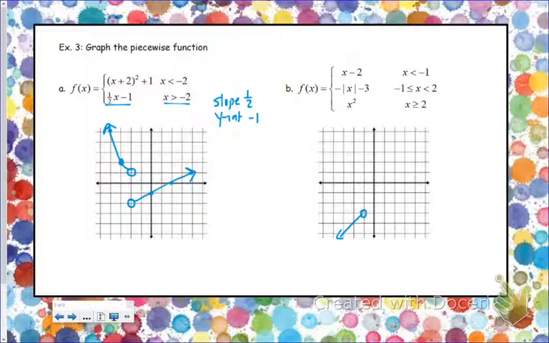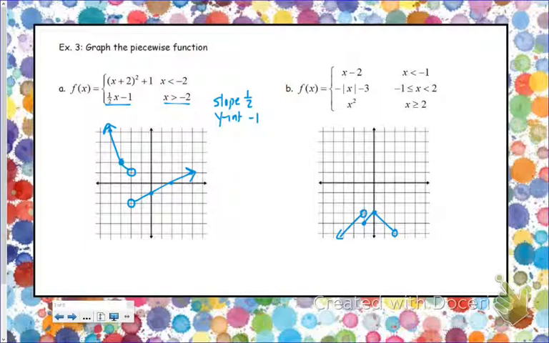All right, in between -1 and 2, I am graphing an absolute value function with 2 transformations. It's been reflected and shifted down 3. So absolute value, I'm shifting the vertex down 3, and then I'm also reflecting it. So instead of going up, this graph is going to be going down. And that should be a closed circle. And then at 2, that's going to be an open circle.